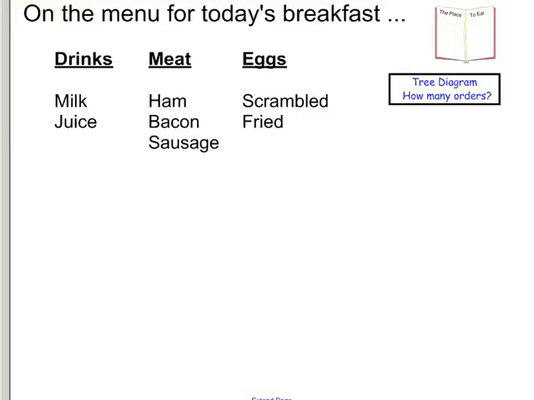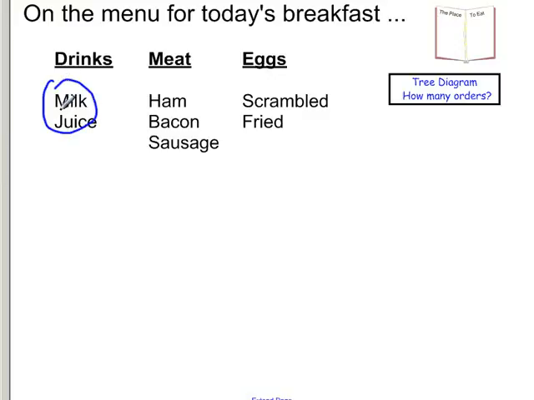This time you can order a drink, milk or juice, a meat choice, ham, bacon, or sausage, and eggs. And let's just say that when you order that you must pick one of each. And so here we go. Let's start with drinks. When I take a look at the drink options, we'll really have two drink options here. I can choose milk or I can choose juice.